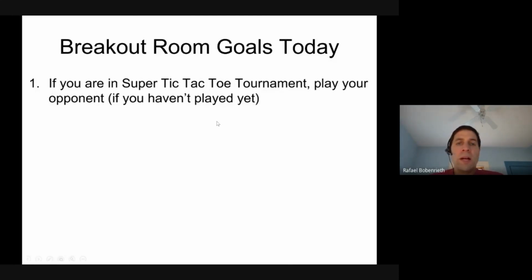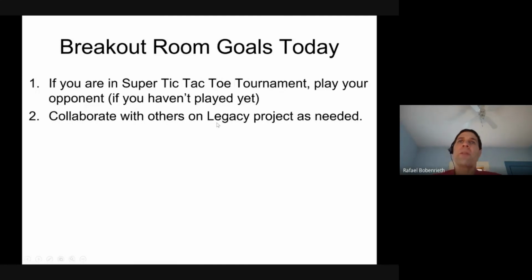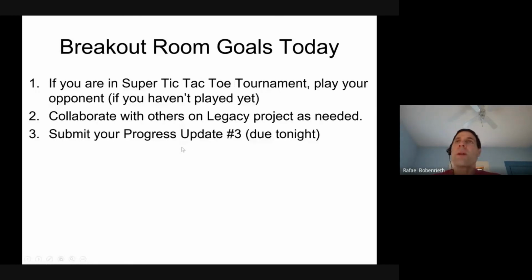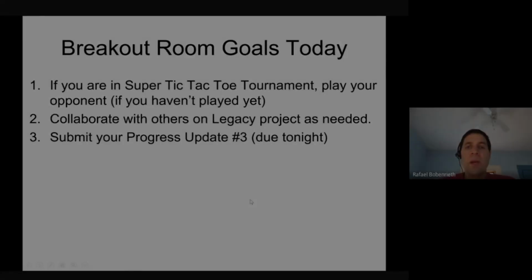If you need to collaborate with others on your legacy project, please do so. I've tried to put you in the same breakout rooms. If those breakout rooms that I've created don't work for you, then just join each other in a different breakout room. Please remember to submit your progress update report by tonight. And again, if you have any questions or concerns about anything, please reach out to me. I'm happy to help. Just a reminder.